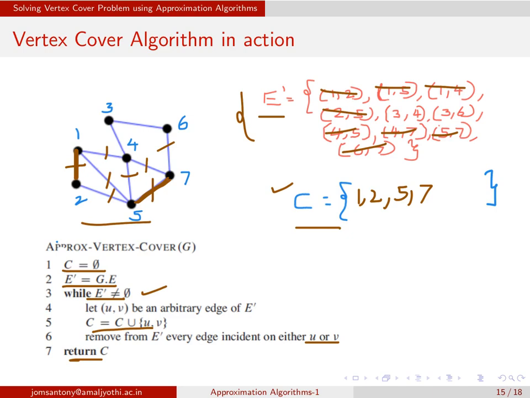Now again our algorithm checks whether the edge set has become null. We can see that there are two edges remaining, (3, 4) and (3, 6). So our algorithm will continue and choose one of the edges as an arbitrary edge. Let's say the algorithm chooses (3, 6) as the arbitrary edge here. So (3, 6) will be chosen as the next arbitrary edge. Now let us add 3, 6 to our solution set.